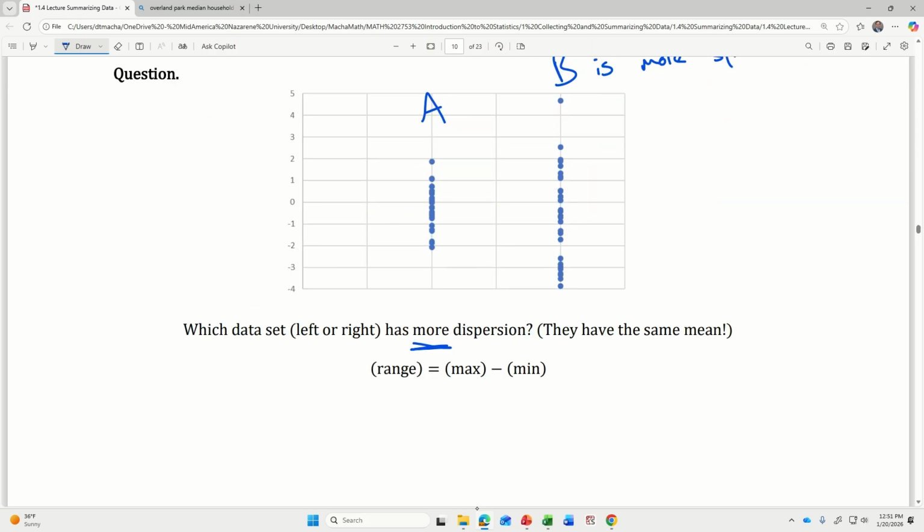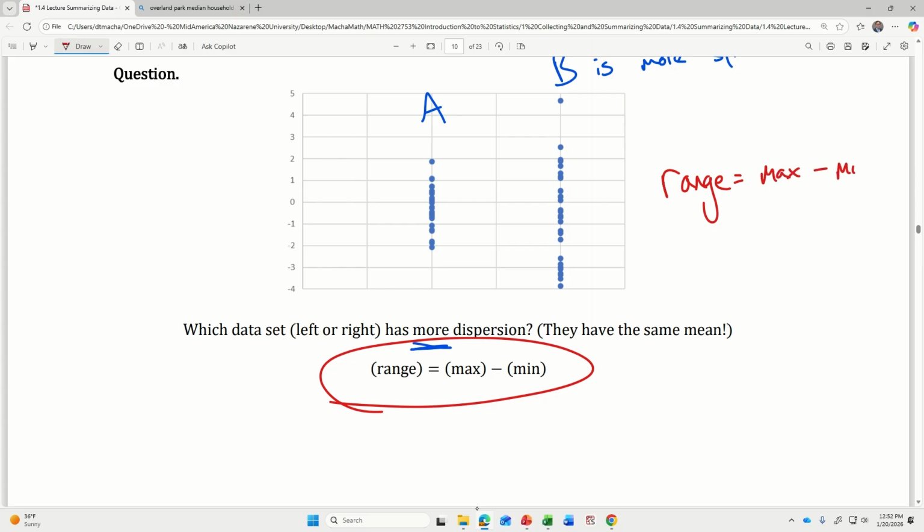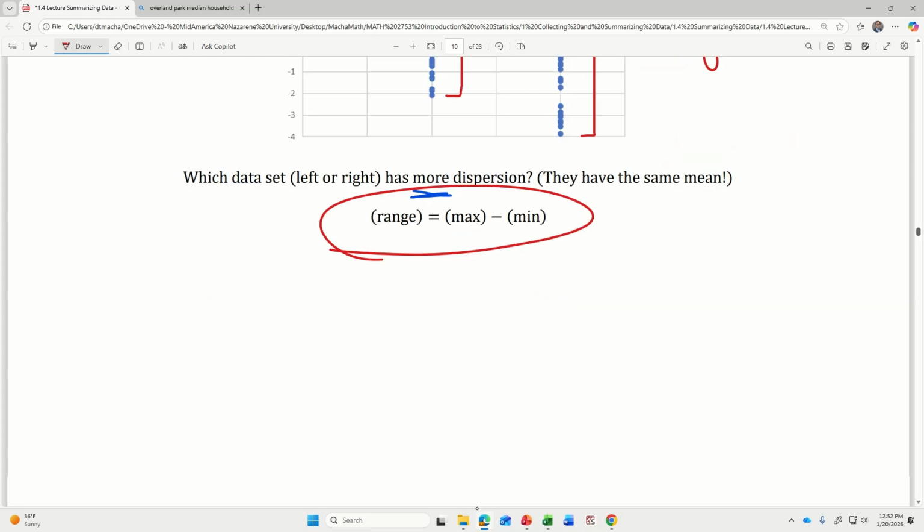And like I said, if I was comparing how dispersed these are, one thing I could do is the range. Range is just the maximum from my sample minus the minimum. So here is the range, and here is the range, right? This is clearly a larger range because it's more dispersed.